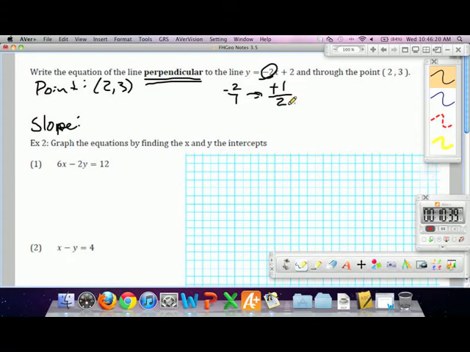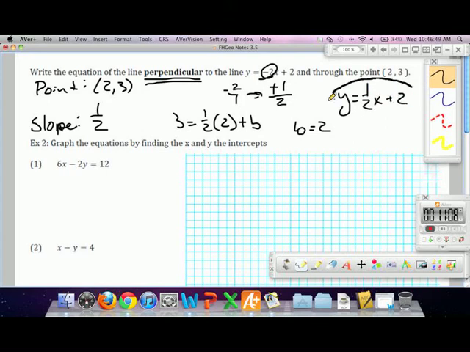Therefore the slope of my line is 1/2. And again, same game. 3 equals 1/2 of 2 plus b. b equals 2. 1/2 times 2 is 1, 3 minus 1 is 2. Therefore, my equation is y equals 1/2 of x plus 2. Is it a coincidence that they're both 2? It is 100% coincidence that those two happen to be the same.